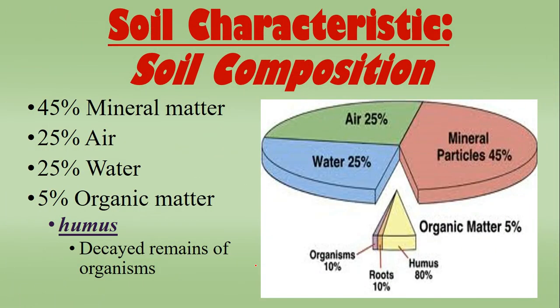Another characteristic of soil is soil composition. If you look at soil, 45% of the soil is made of mineral matter. 25% of it is air. There's actually air pockets inside of there. 25% is water, and then 5% is organic matter. And organic matter sometimes consists of something called humus, which is decayed remains of organisms.